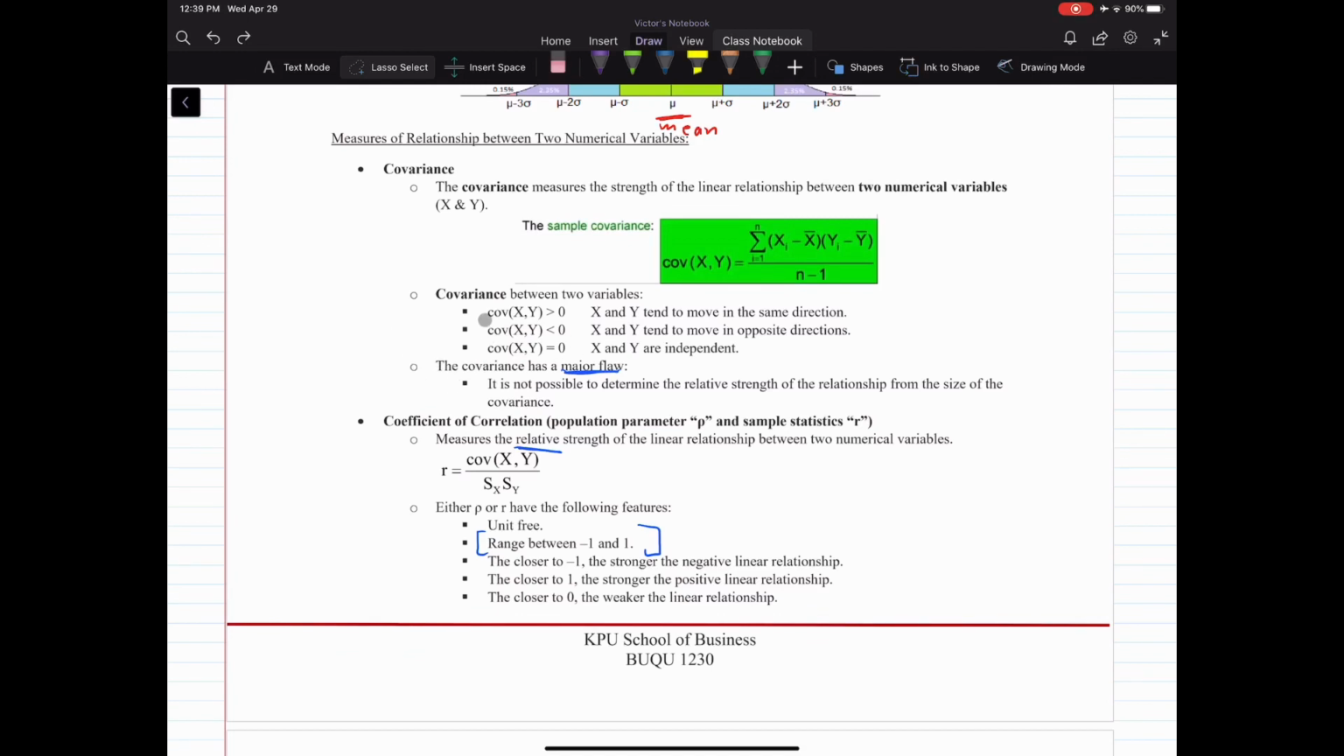All we know is that if the covariance is greater than 0, then we have the same directions. If the covariance is less than 0, then we have opposite directions. And if the covariance equals 0, then they're independent. So that's all we know.